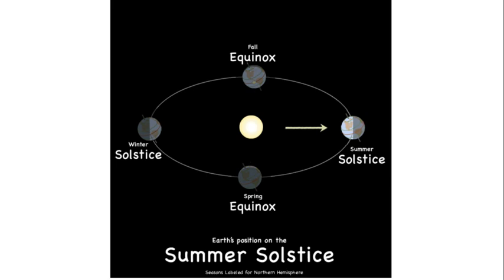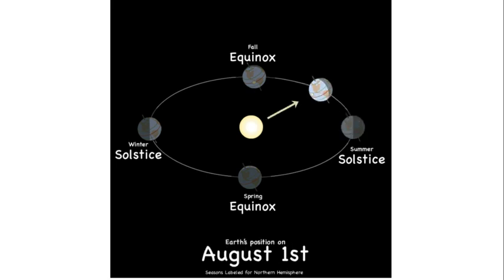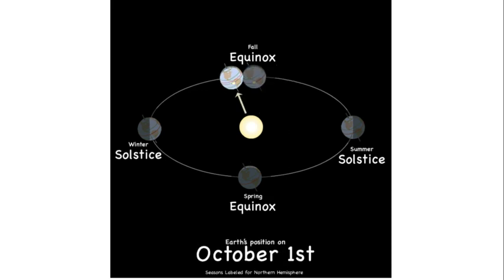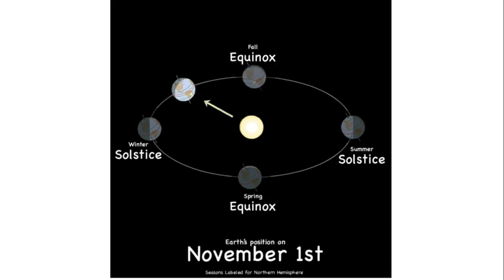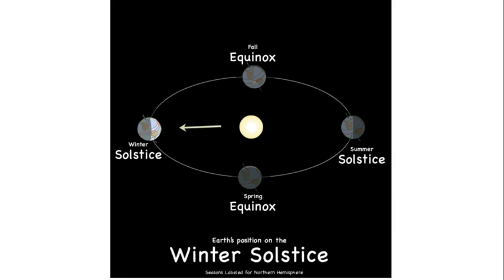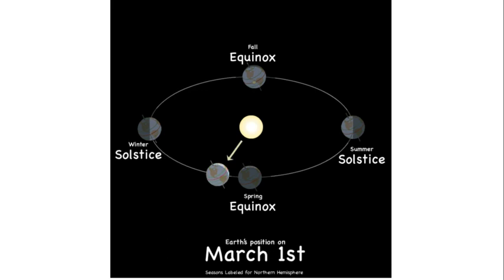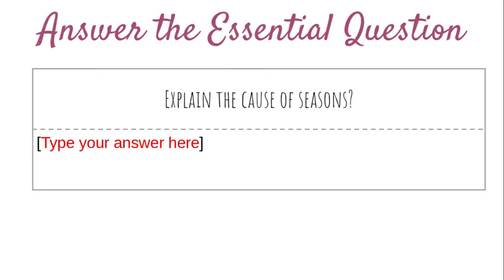Again, notice that Earth is continuously tilted. Remember, Earth is tilted on its axis, it's rotating on that axis, and it's making an elliptical revolution around the sun. And this is why we have seasons. Make sure that you answer your essential question. Explain the cause of seasons. You should be using your notes to answer this question so that you know that you have the correct information.